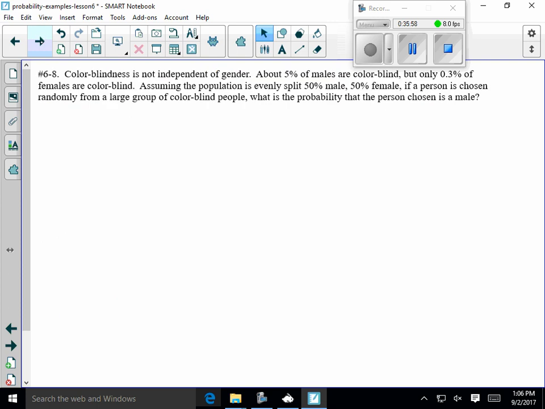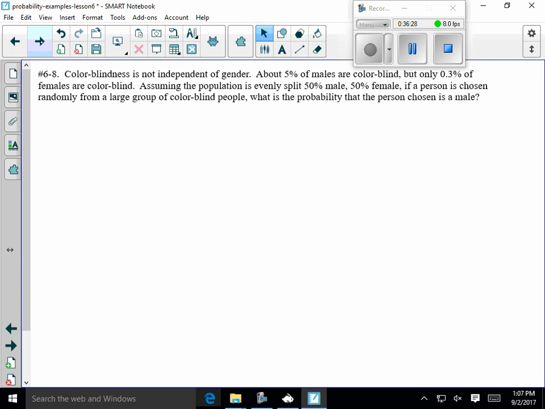Next problem. Color blindness is not independent of gender. About 5% of males are colorblind, but only 0.3% of females are colorblind. That's actually true. Assuming the population is evenly split, 50% male, 50% female, if a person is chosen randomly from a large group of colorblind people, what's the probability that the person chosen is a male? Okay, so pause the video, give this a try.